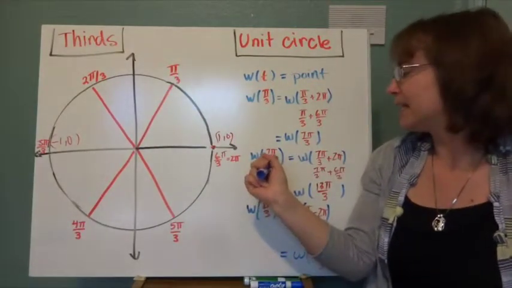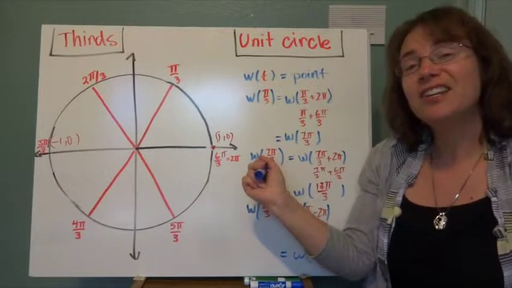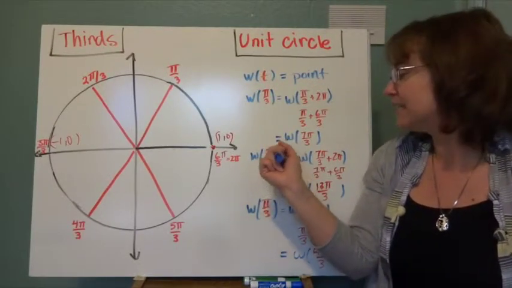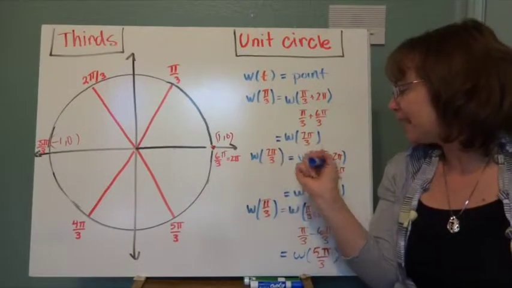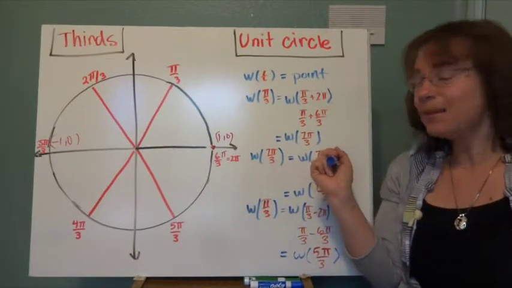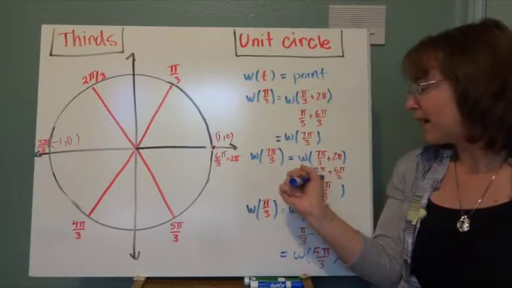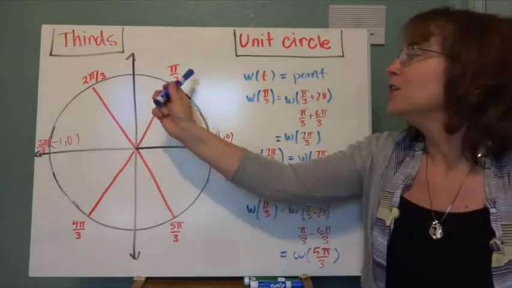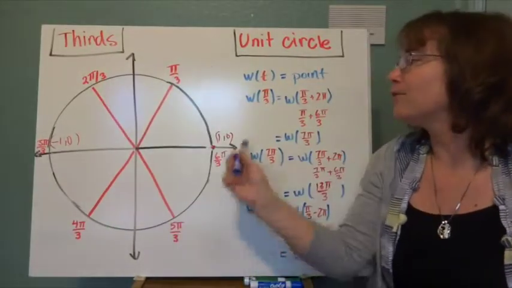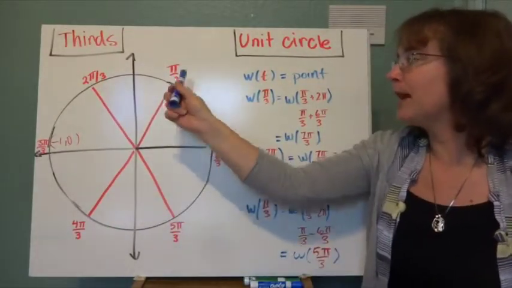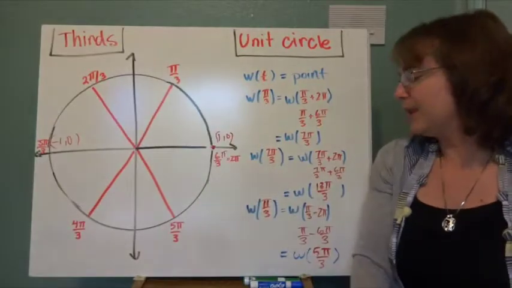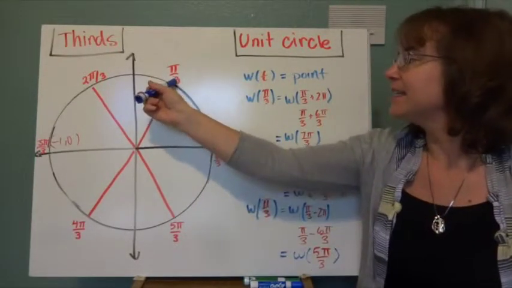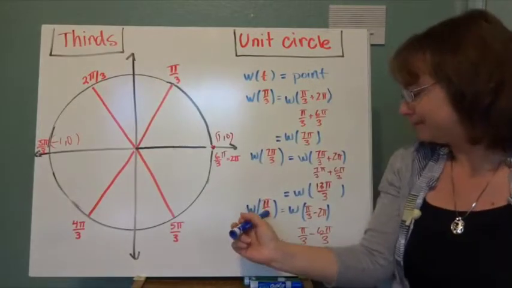Now I can also take 7 pi over 3 and find another equivalent amount of radians. It's going to give me the same point. So I can add another 2 pi to it. And I can keep on doing this. So I have 7 pi over 3 plus 6 pi over 3. That's 13 pi over 3. So if I were to wrap 13 pi over 3, I would end up right back here at pi over 3. I can also find a negative value that will give me that same pi over 3 value.